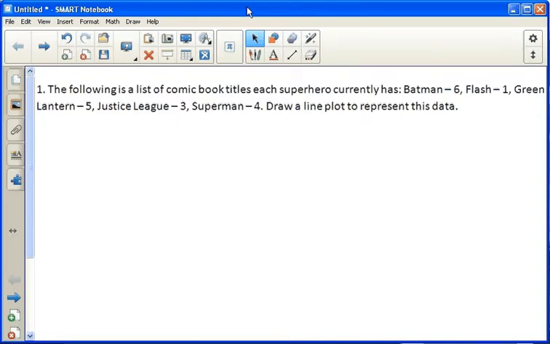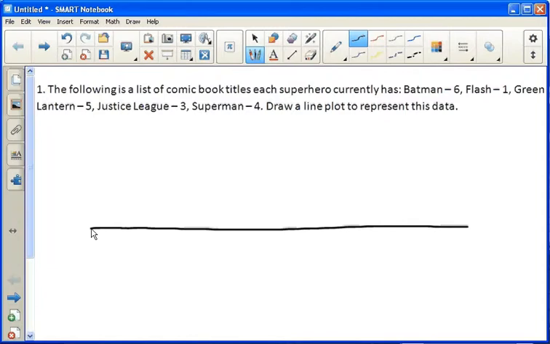The first question on the AFM review for the statistics test asks you to make a line plot. A line plot is when you use symbols to indicate how many in each category there are. For example, we have 5 categories. We have Batman, the Flash, Green Lantern, the Justice League, and Superman. 5 different categories of comic books, and it tells us how many of each one there are.